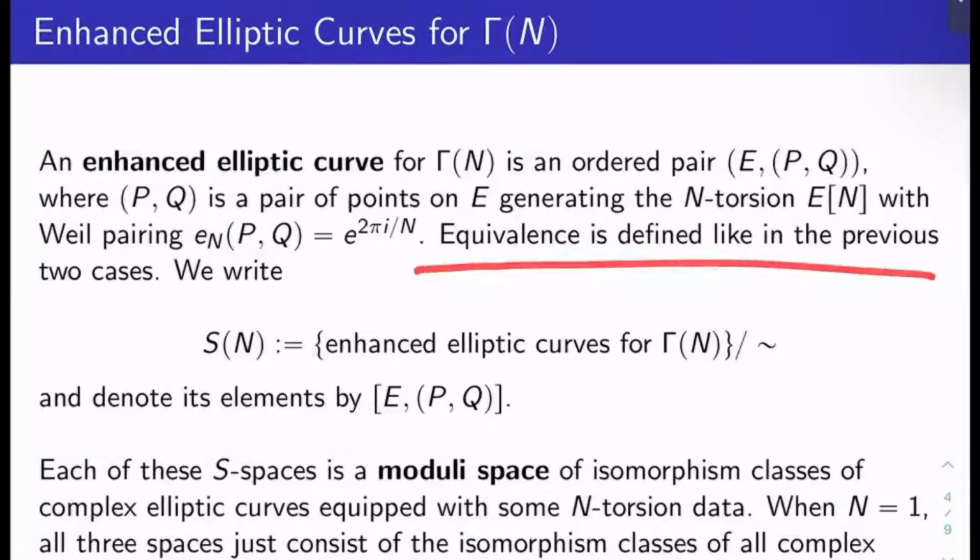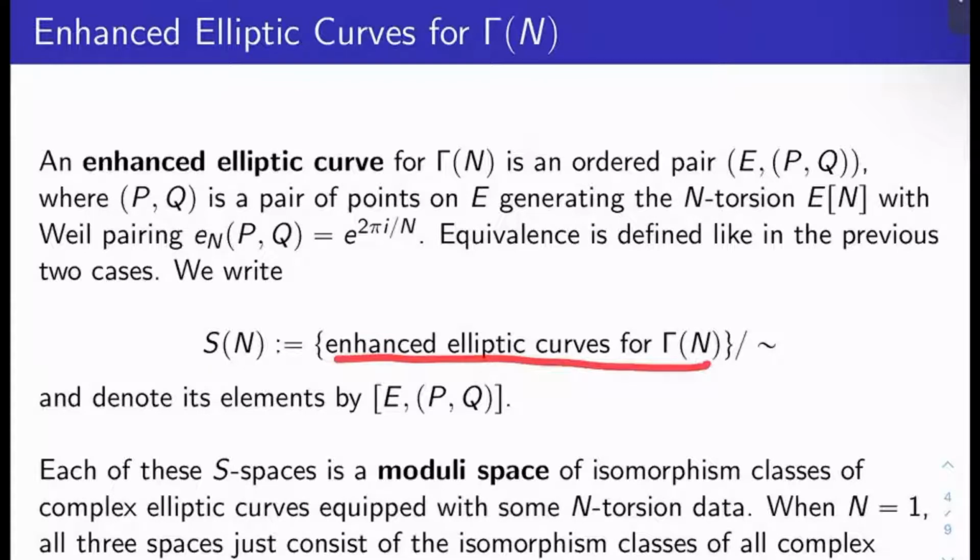Equivalence is defined like in the previous two cases. You're looking for a C isomorphism going from E to E prime, sending basis to basis. And we'll write S of n to be the set of all enhanced elliptic curves for gamma of n mod equivalence. And we'll denote its elements by bracket E comma parentheses P comma Q.